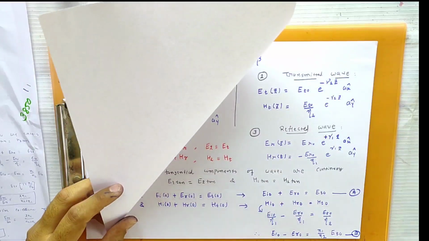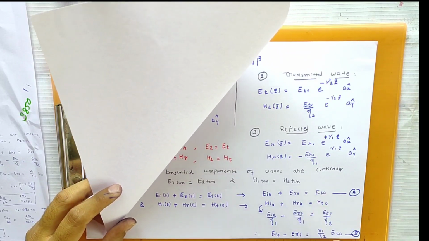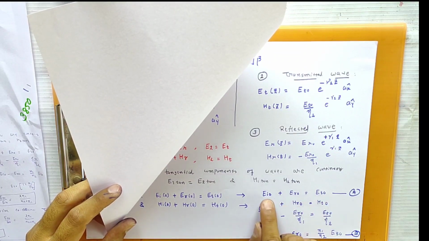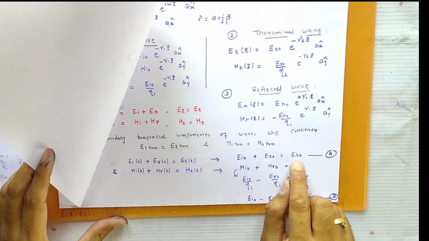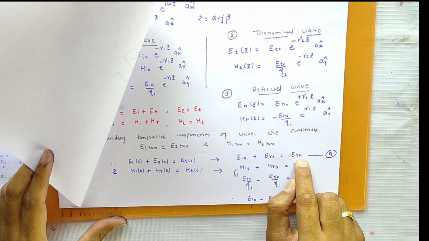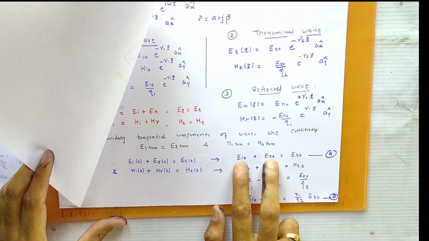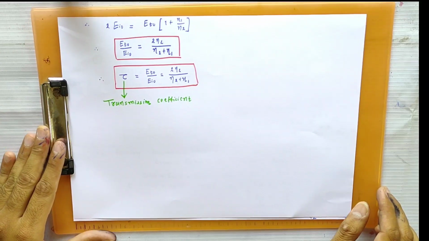Now here, instead of Eto, I have to put this value. What is Eto? Here Eto is equal to Eio plus Ero. I have to put this value. Again, I have to use these two equations. Here Eto is equal to Eio plus Ero. I put this value here and do the calculation to find out the reflection coefficient.